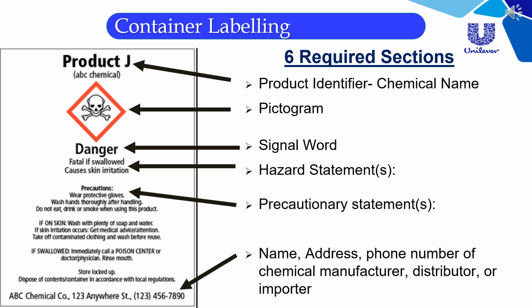You can see that it says on the left, fatal if swallowed, causes skin irritation. There will be some type of hazard statement. All right. There will also be a precautionary statement. Once again, the picture to the left says wear protective gloves, wash hands thoroughly, do not eat, drink, or smoke when using this product. All right. There also must be the name, address, and phone number of the chemical manufacturer, the distributor, or the importer. All of these things must be on all labels on all chemicals.